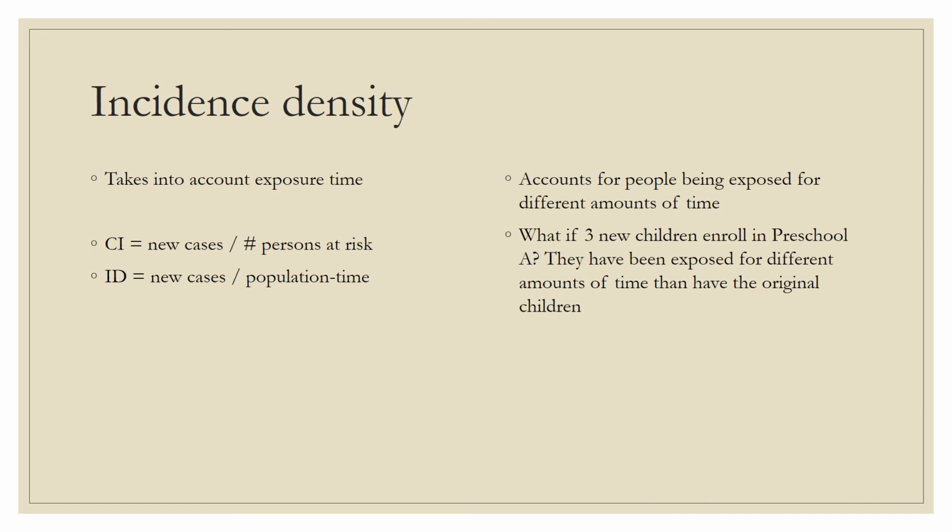So let's give an example. If we go back to the hand, foot, and mouth preschool example, let's say 3 new children enroll in December. Well, those children have not been exposed the same length of time that all of the original 75 children have been. So to account for these 3, we need to do some sort of different calculation. That's where incidence density comes in.